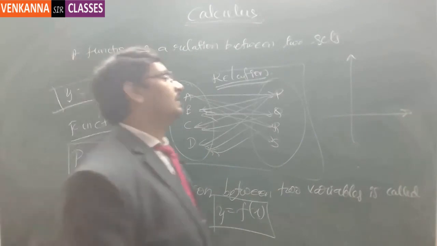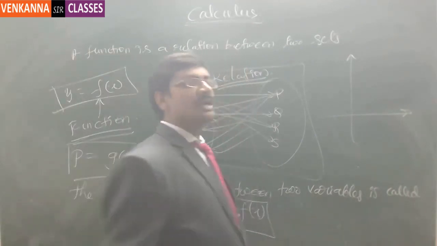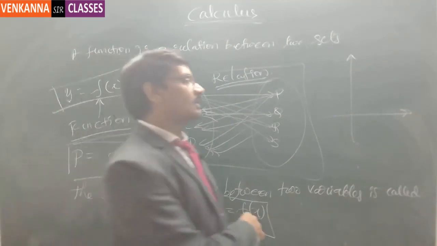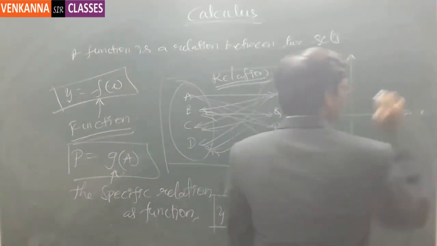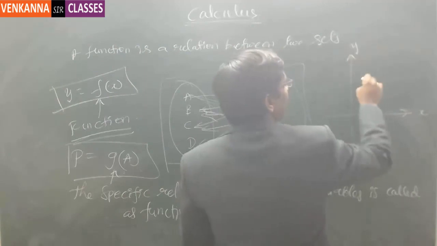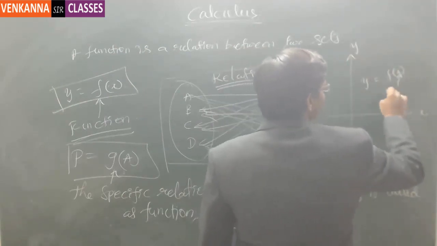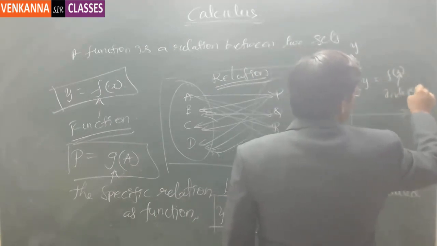Now assume there is a dependency. That dependency we are representing in graphical format with the help of the Cartesian coordinate system. So here this is x and this is y. Here y is dependent on x. So this is what we call the independent variable.